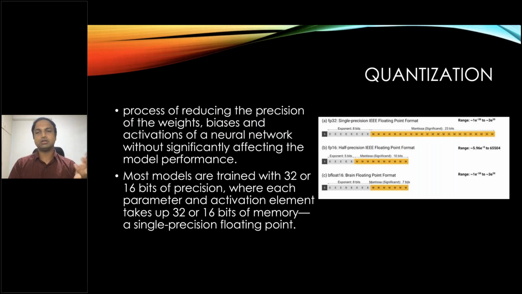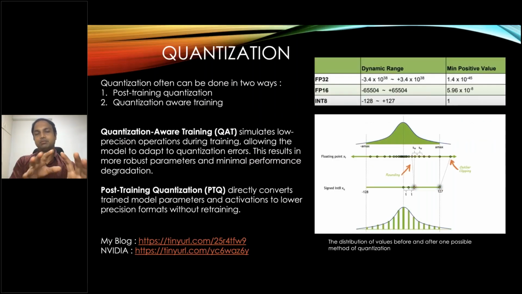You can see that different floating point representations have different dynamic ranges. The diagram on the right hand side shows a distribution of values before and after the quantization. So essentially what you're doing is shrinking those values to a lower representation. You're shrinking the range, and there are different ways to shrink that.